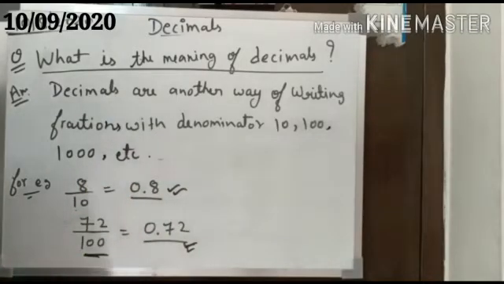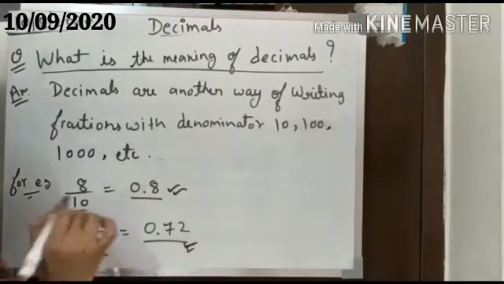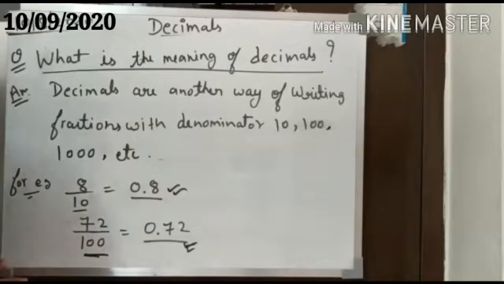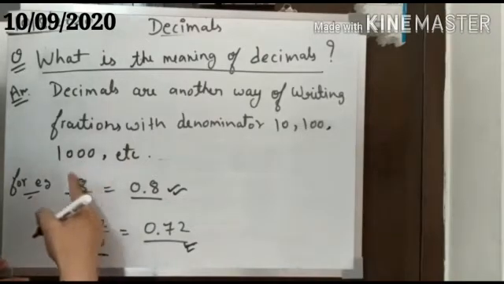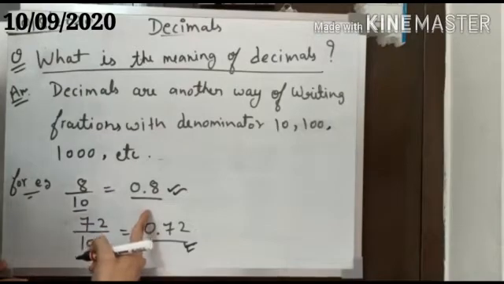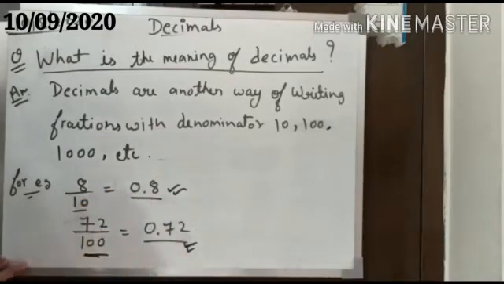That means those fractions which have 10, 100, 1000 as a denominator, those kinds of fractions are called what? Decimals. We can represent those kinds of fractions in the form of decimals also. For example, 8 by 10. As you can see in this example, 10 is present at the place of the denominator. That means we can represent this fraction in the form of a decimal number. So our answer is 0.8.